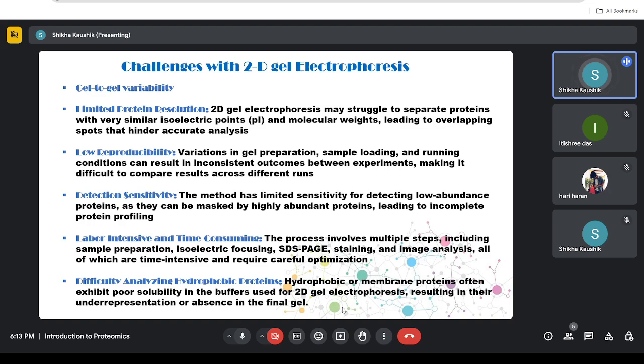Coming to detection sensitivity. As I've already mentioned, there are some proteins which are highly abundant in your sample.